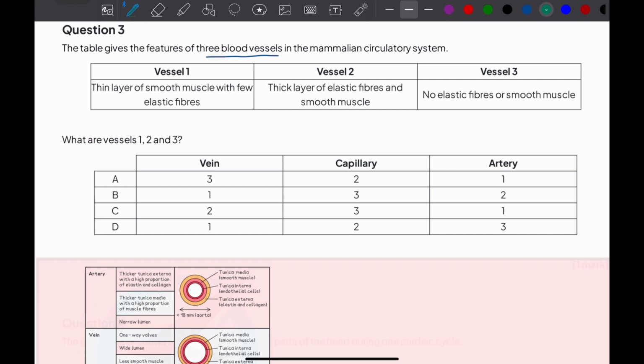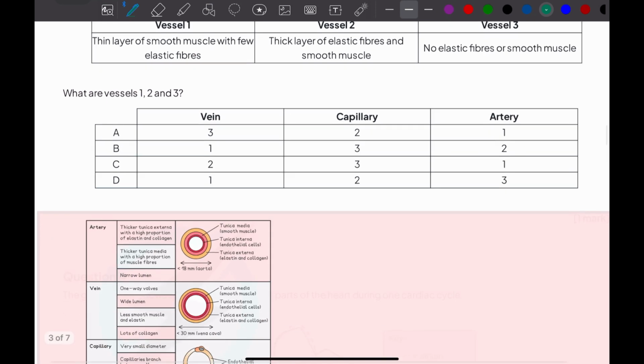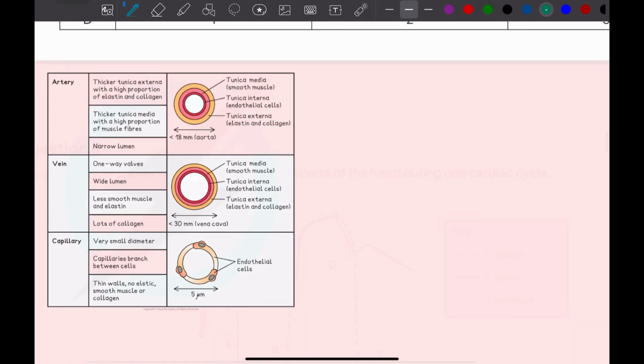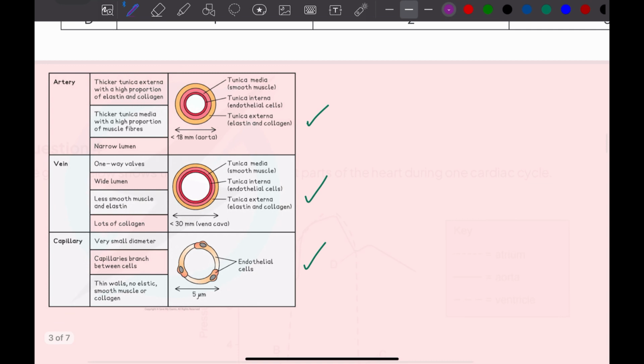But before we check this question, we should have some knowledge. The first one is artery, the second is vein, and another type of vessel is capillaries. Tunica media, smooth muscles: artery has thicker smooth muscle than vein. Another difference is in the tunica externa: arteries have more and thicker elastin and collagen fibers than veins.